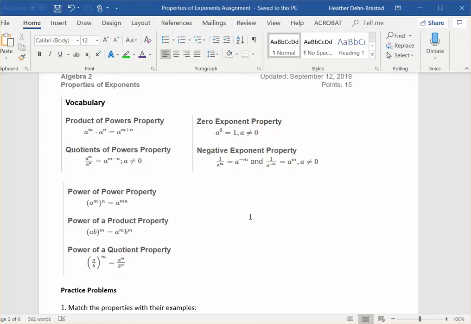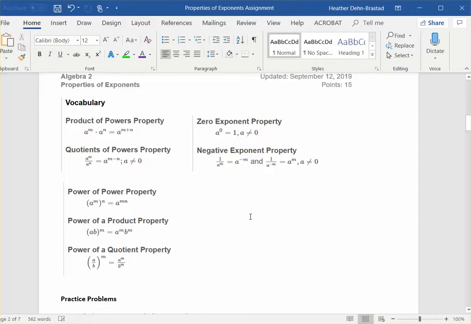So the first one is the product of powers property. In words, you would say that if you are multiplying exponents or powers that have the same base, you add their exponents together. We'll go down and then across. The quotient of powers property says that if you are dividing powers and you have the same base, then you can subtract their exponents. Note that you can't have 0 in the denominator. The zero exponent property says that any number to the 0 power equals 1. That's always fun to see that one.